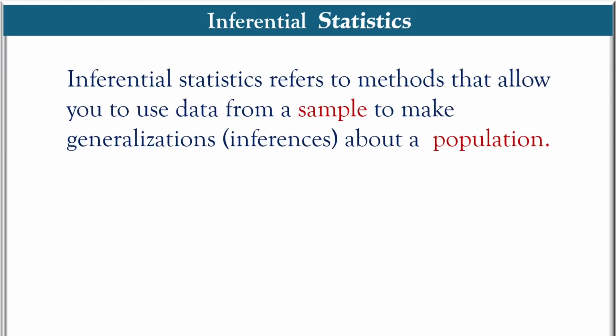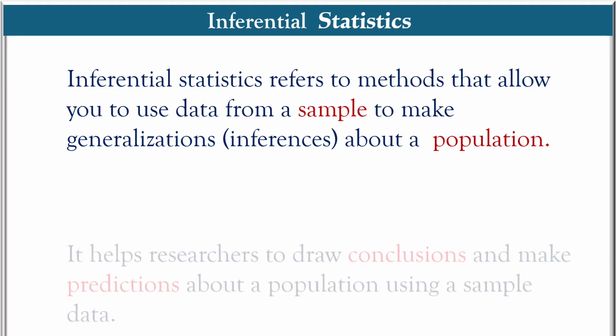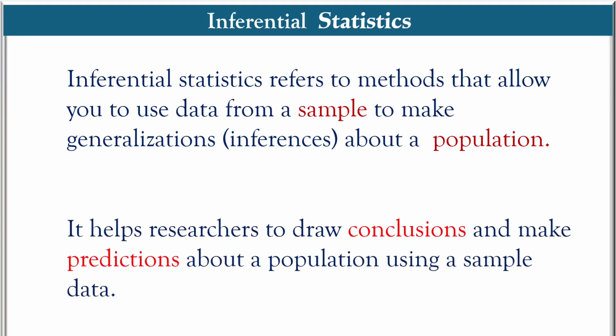What is inferential statistics? Inferential statistics refers to methods that allow you to use data from a sample to make generalizations or inferences about a population, and it helps researchers to draw conclusions and make predictions about a population using the sample data. When we look at the definition for inferential statistics here, we can see these two keywords: population and sample. So let's try to understand these key terms.